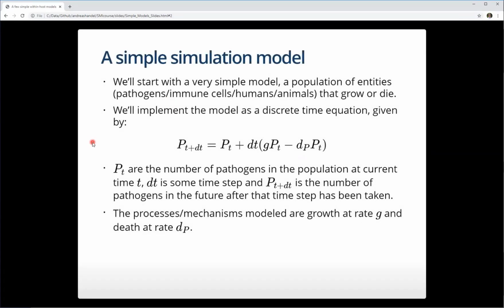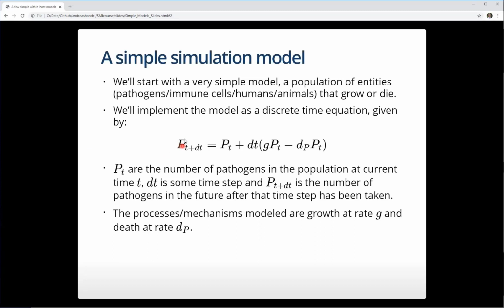So we'll start with a very simple model. Just some population, we can think of it as a population of pathogens, but as I just told you, a lot of these can be applied to all kinds of settings, such as the population level. So you can think of this as humans as well. So just some population of something that can grow and die. So a very simple model. And so we'll implement that initially in a discrete time equation because it's usually a little bit easier to understand. We'll then later switch to a different formulation.